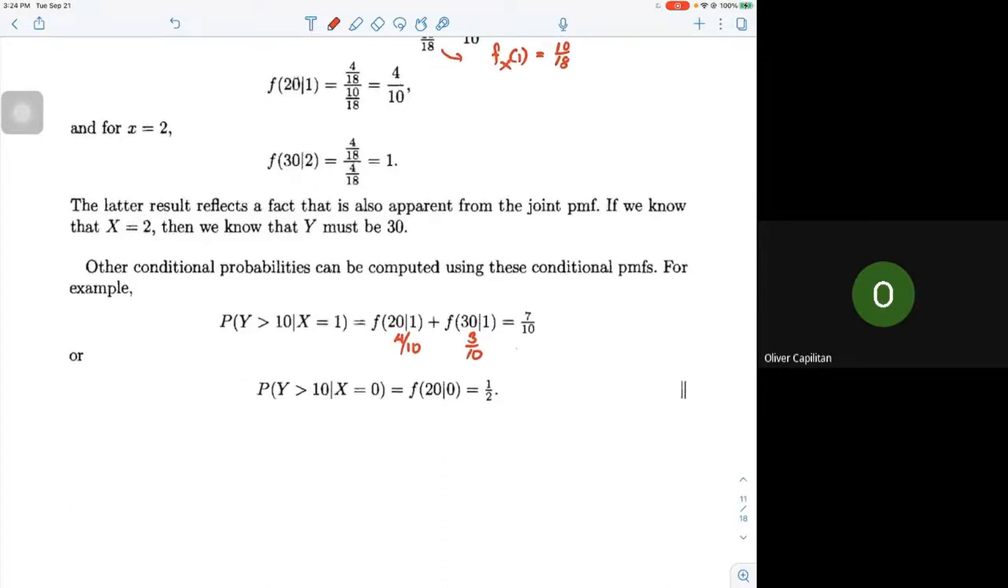And then the probability that y is greater than 10, given that x is equal to 0: since the PMF is only positive when y is equal to 20, given that x is equal to 0, we have this conditional PMF of 20 given 0, and the answer is equal to 1/2.